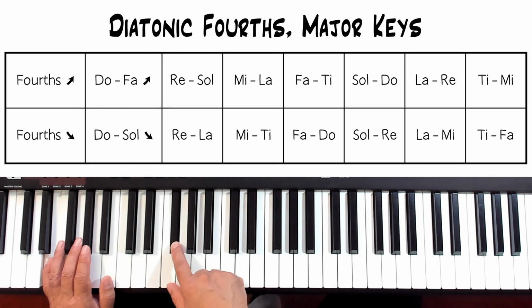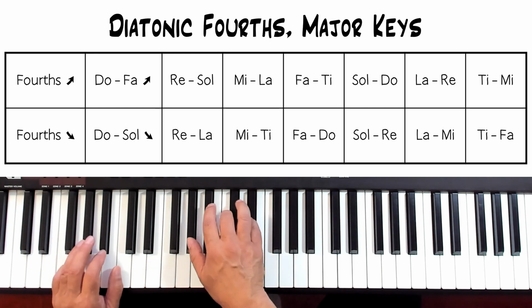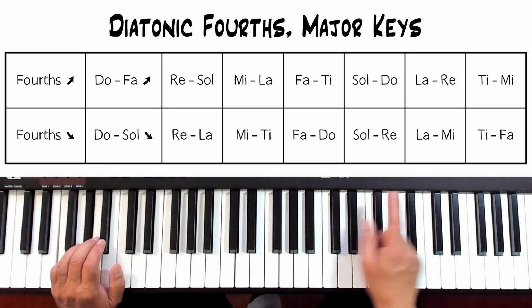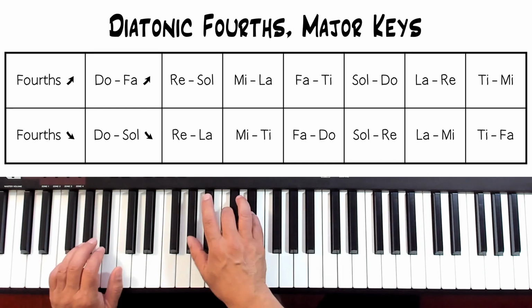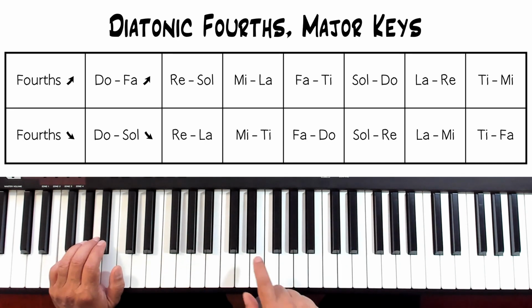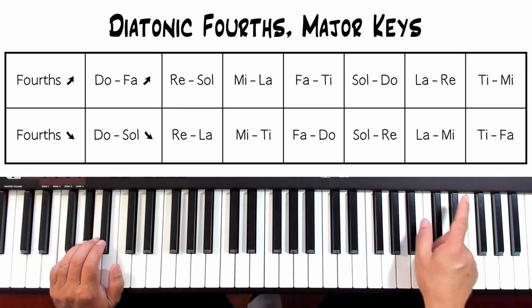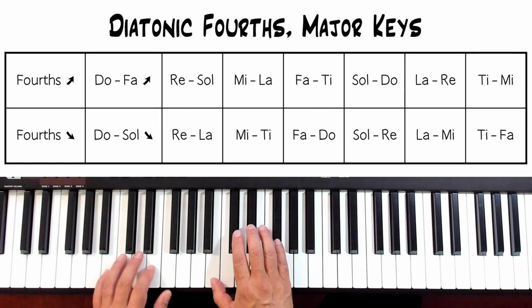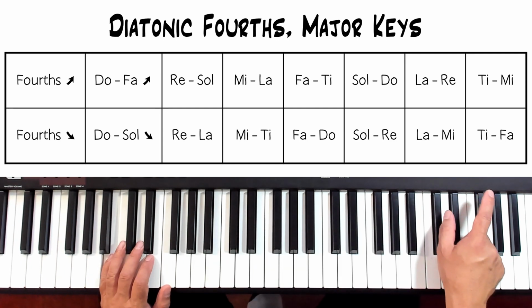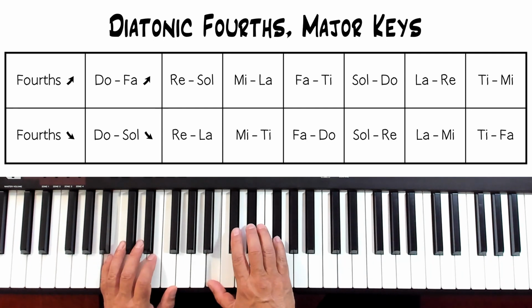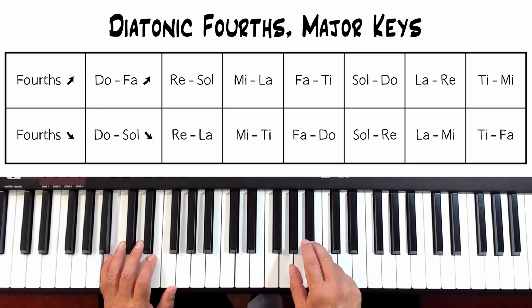And moving on, let's go to A flat. We're gonna sing la, mi. La, mi. Checking. And one last one, and we're done. We're gonna go to the key of B. We're gonna sing ti, fa. Ti, fa.